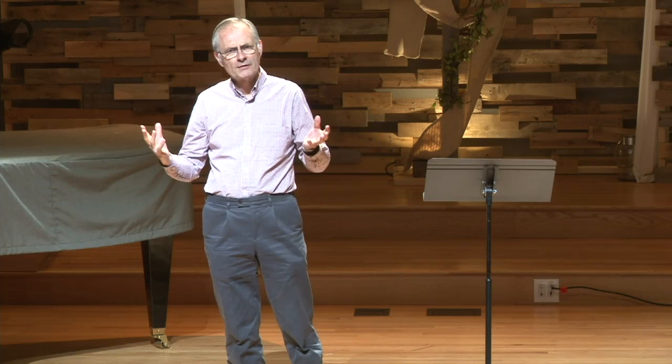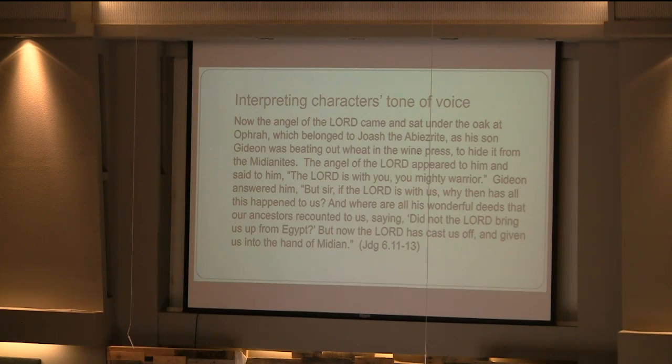And how does Gideon answer him? Does he answer him like this? "But sir, if the Lord is with us, why has all this happened to us? Where are all his wonderful deeds that our ancestors recounted to us, saying, Did not the Lord bring us up from Egypt? But now the Lord has cast us off and given us into the hand of Midian." Now, if you have a high wooden pulpit in your church, you may be tempted to read it like that. Or should it be read like this? "Sir, if the Lord is with us, why then has all this happened to us? And where are all his wonderful deeds that our ancestors recounted to us, saying, Did not the Lord bring us up from Egypt? But now the Lord has cast us off and given us into the hand of Midian."